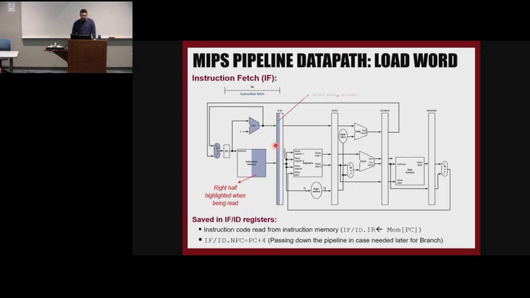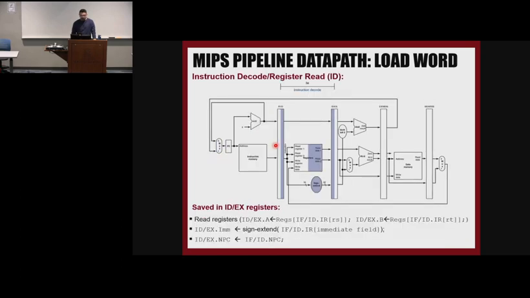Okay, so I already talked about it. Now let's go to the next step: instruction decoding, and reading the register. So the right side of the pipeline is activated because we want to read whatever was stored in it in the previous step.